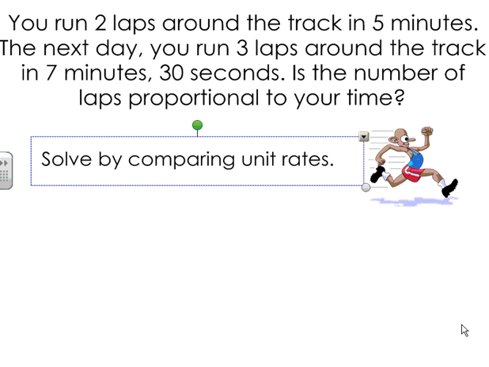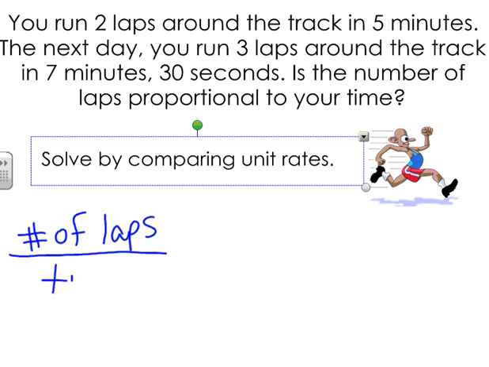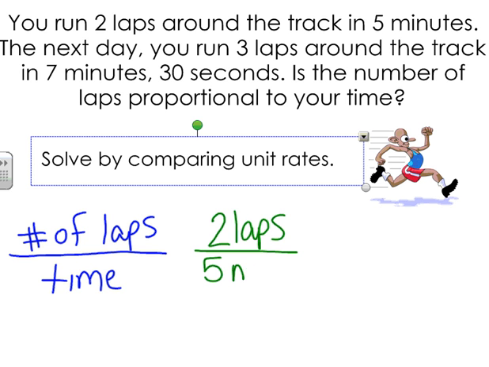So I'm going to set up 2 ratios. I'm going to do number of laps divided by the time. And typically when we are writing unit rates for speed, we're going to put time in the denominator. So the first day, you run 2 laps, and it takes 5 minutes to do that.